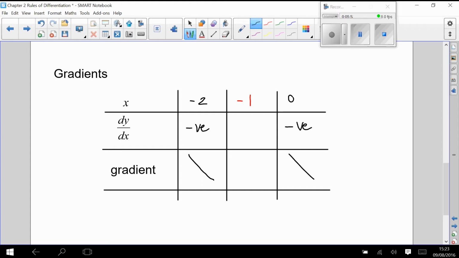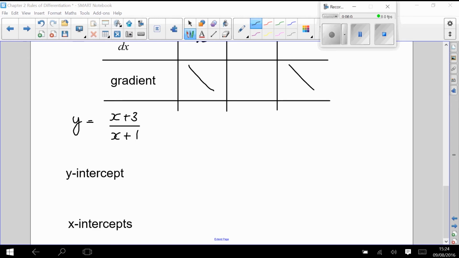I haven't found a y-intercept or an x-intercept, and I'm going to see if I can find these next. My y-intercept is when x is 0. So if I make x 0 in the original function, I'm going to get 3 over 1. So the y-intercept is going to be 0, 3. The x-intercepts are when y is 0. And if I solve, I find that I get only one x-intercept, and that is going to be at minus 3, 0. All that remains now is for me to take this information and to plot it so that I can find the diagram which represents this function.